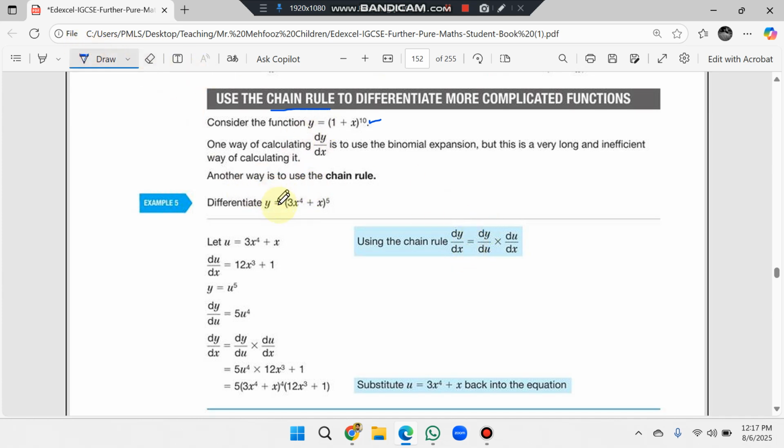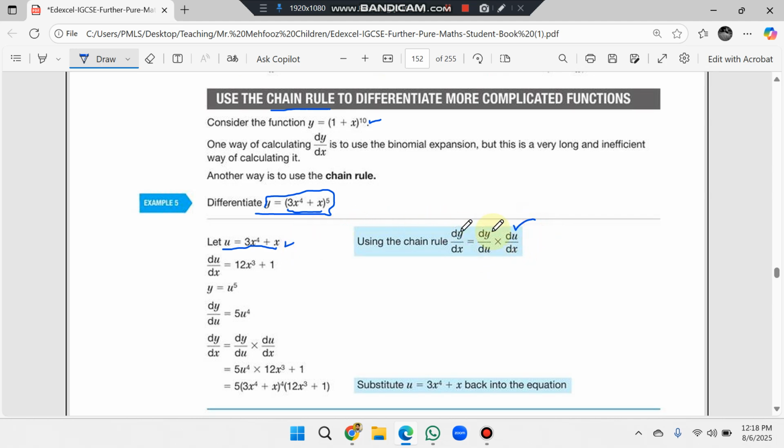So first of all, we are given a complicated function, y equals (3x squared plus x) raised to the power 5. This is example 5, right? So first of all, you can simply suppose that the inner function, that is 3x raised to the power 4 plus x, is your inner function. Let this function be u. So this is the u which we use in this formula.